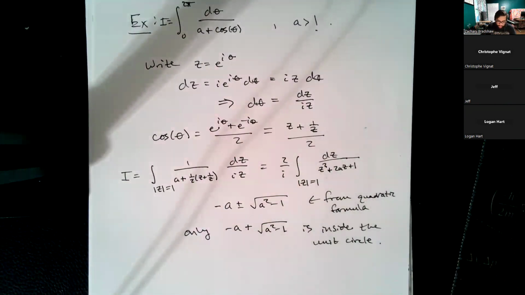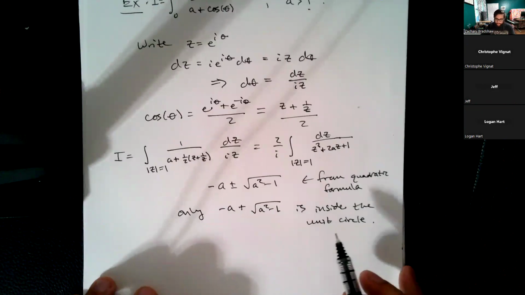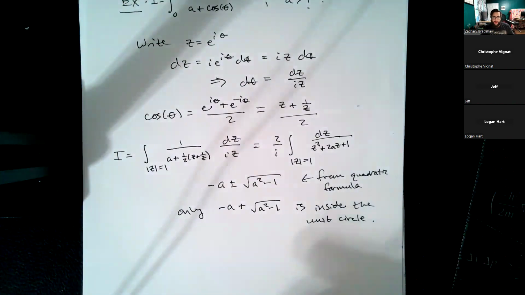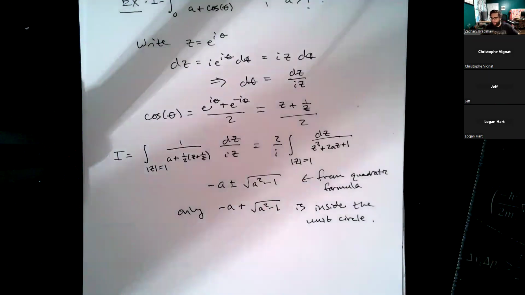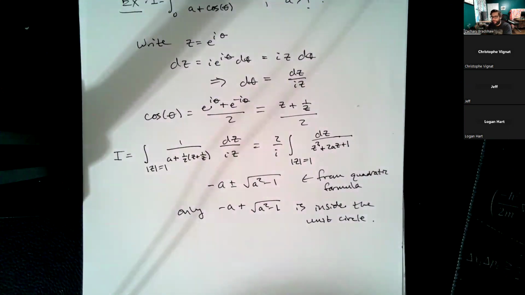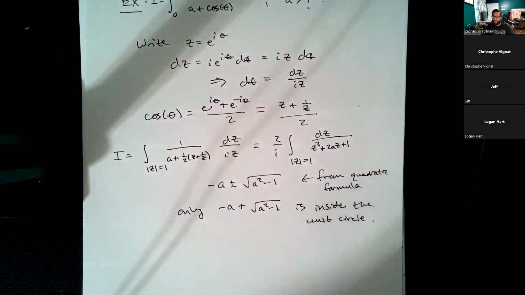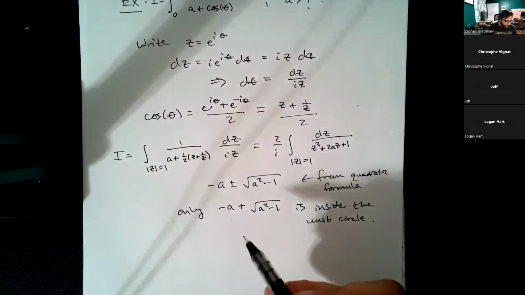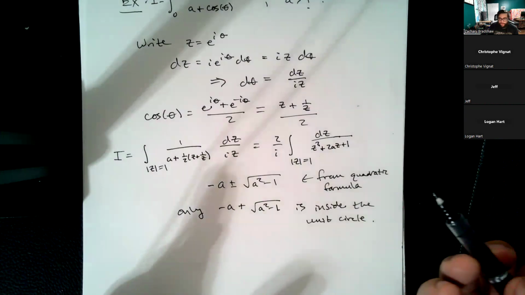Okay, so now we compute the residue. There's no arc term that we have to argue goes to 0 or anything like that. All we've done here is transform the original integral into an integral in the complex plane, and now we're going to use the residue theorem to compute it. So all we need to do is compute our residues.